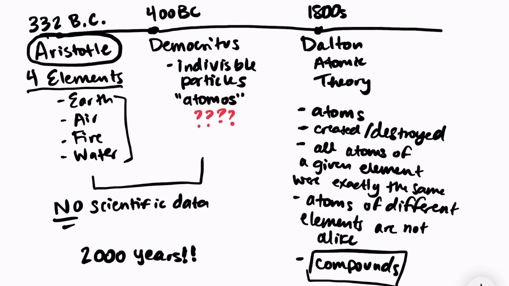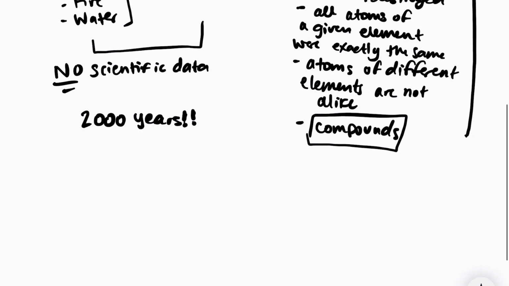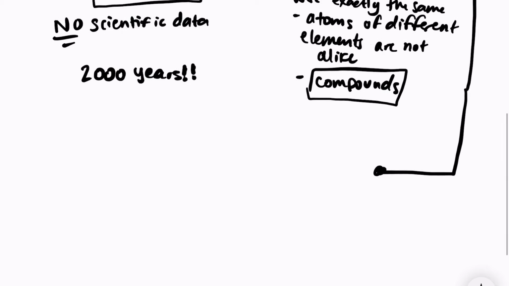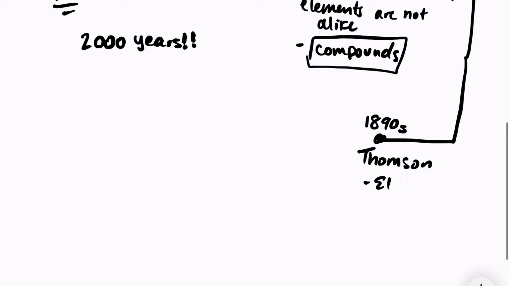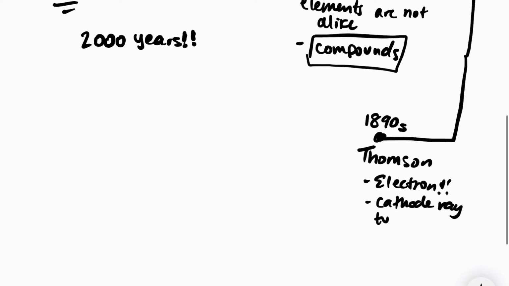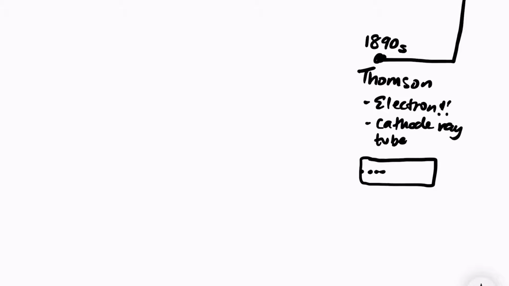Not too long after Dalton came another important discovery in our atomic theory, and that came from J.J. Thomson. And this was in the 1890s to early 1900s. Thomson discovered the electron. And he discovered this by using something called a cathode ray tube. And in his tube, he had a stream of particles moving through his tube. And he held positively and negatively charged plates up against his tube. So let's say this was the negative and this was the positive. And what he found was that the negative plate deflected the stream of particles.